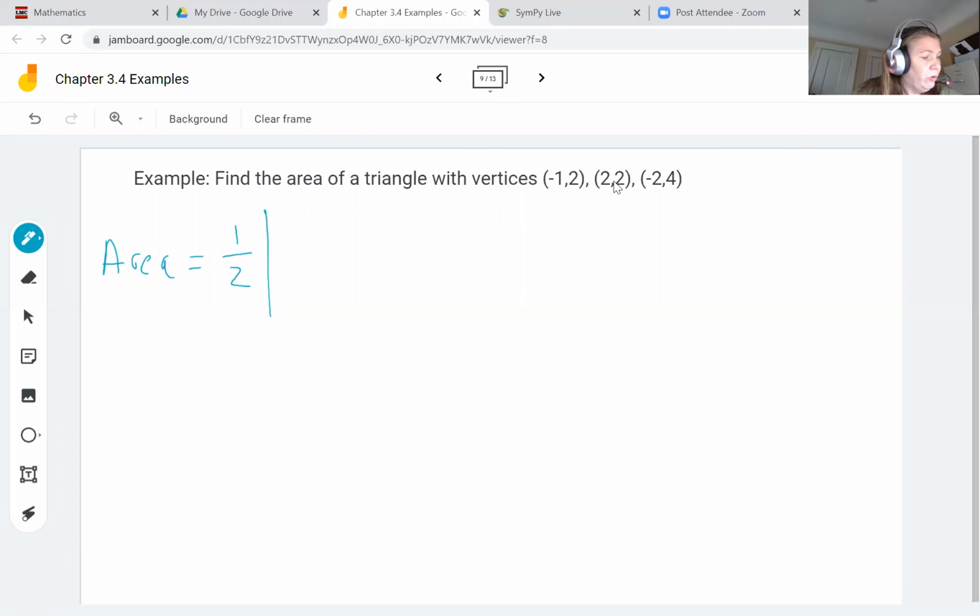So x1, y1 are -1 and 2, and then I'm going to put a 1 in the third column. And then I'm going to put an x2, y2, so that's 2, 2, and a 1 in the third column. And then -2, 4, and a 1 in the third column.